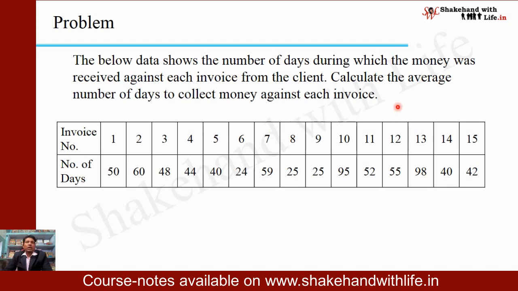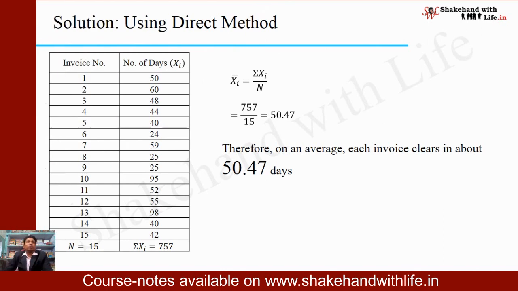The data shows here in the first row the invoice number, and in the second row the number of days in which the invoice cleared. The first invoice cleared in 50 days, second in 60 days, third in 48 days, and fourth in 44 days, and so on. So now how to calculate the average value? In the first column there is an invoice number, and in the second column the number of days, that is xi.